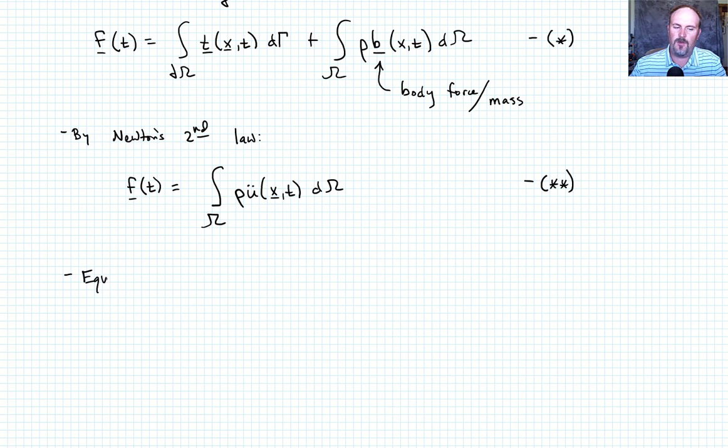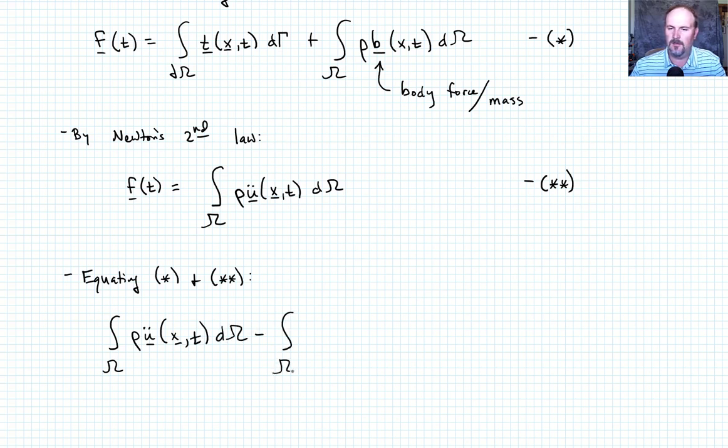We can equate these now, so equating star and double star, we get that the integral over the volume of rho u double dot, and I should mention that u is a vector here also, u double dot of x and t d omega, minus the integral over the volume of rho times b of x and t d omega, minus the integral over the boundary of the volume of t of x and t d gamma is equal to 0.